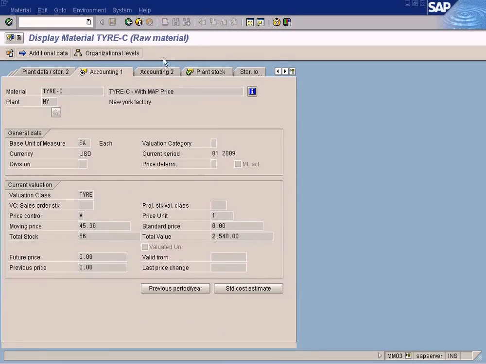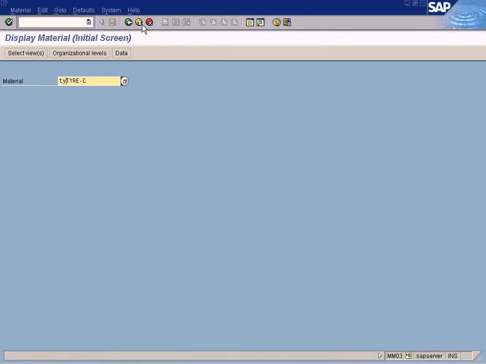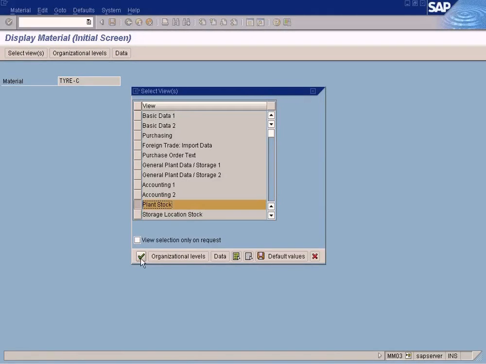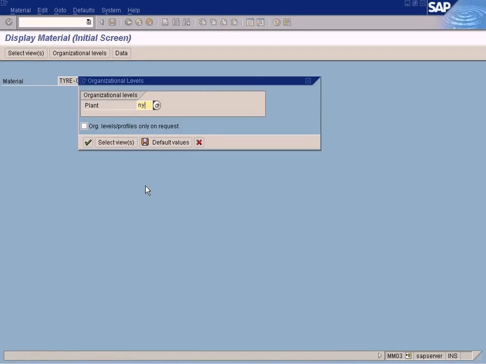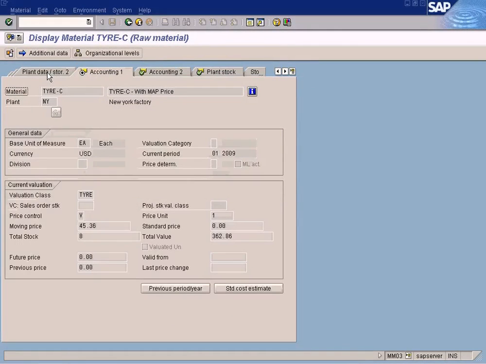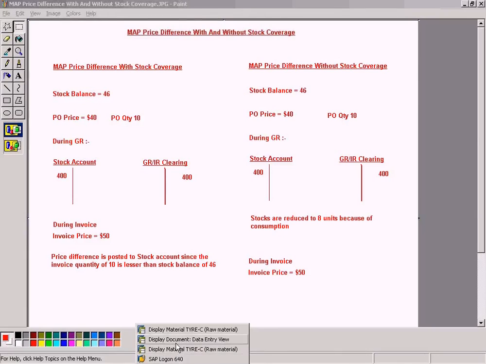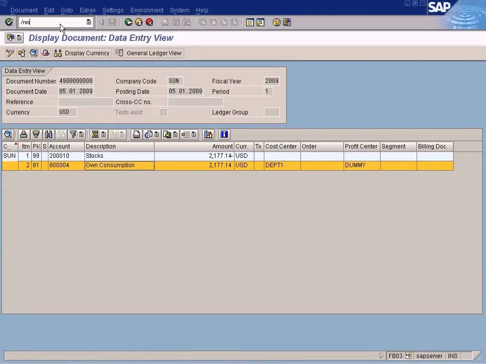Okay, so now 48 units has been used. Let me check the balance of this now. Should be reduced to 8 units. MM03, tire C, NY. See, 8 units. So we have achieved our objective. So before the invoice, the stocks have been reduced to 8 units because of own consumption.